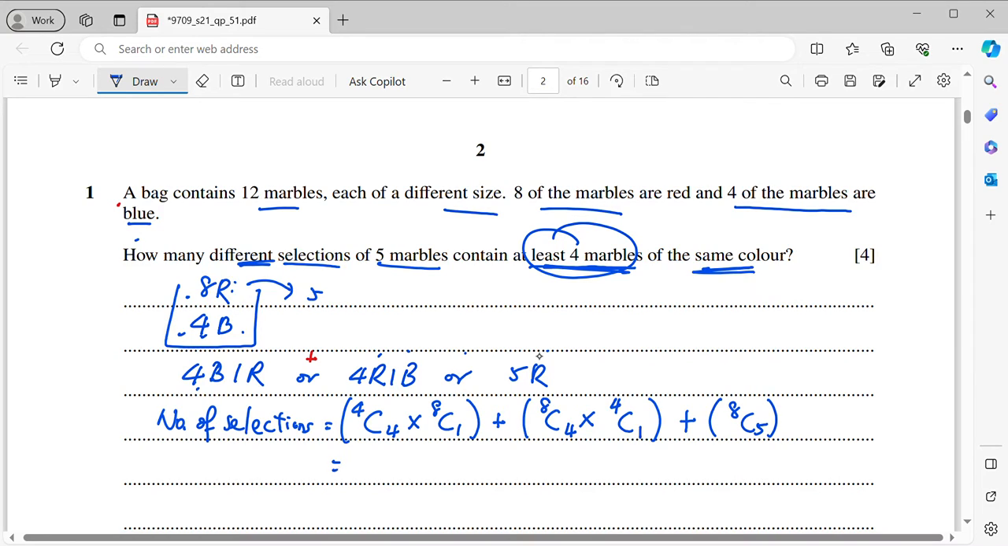From the first calculation it will be 8, the second calculation will be 280, and the last calculation will be 56. Then the total of all these three values will be 344. So it means that we have 344 selections to choose the 5 marbles that contain at least 4 marbles with the same color. With this we have solved number 1.